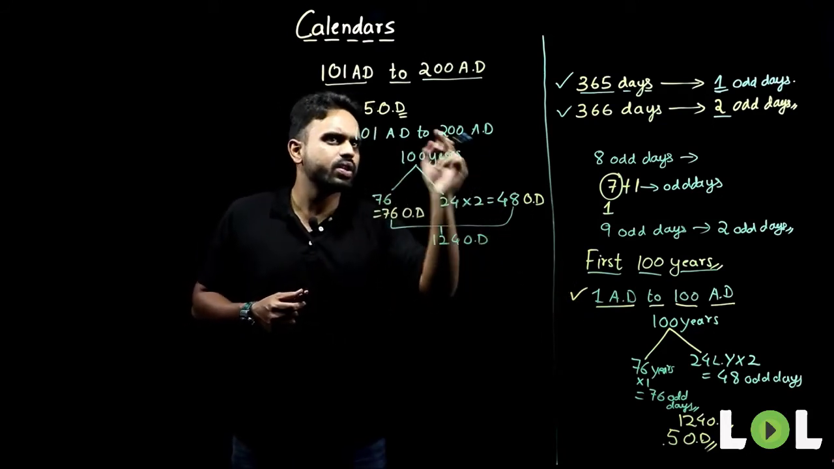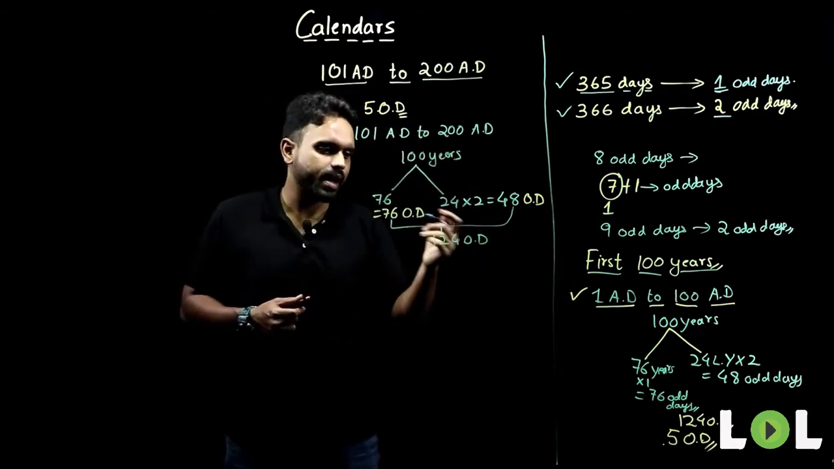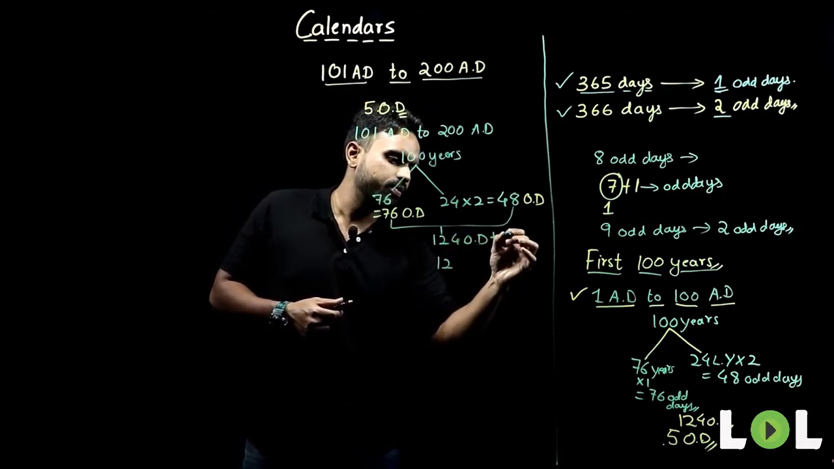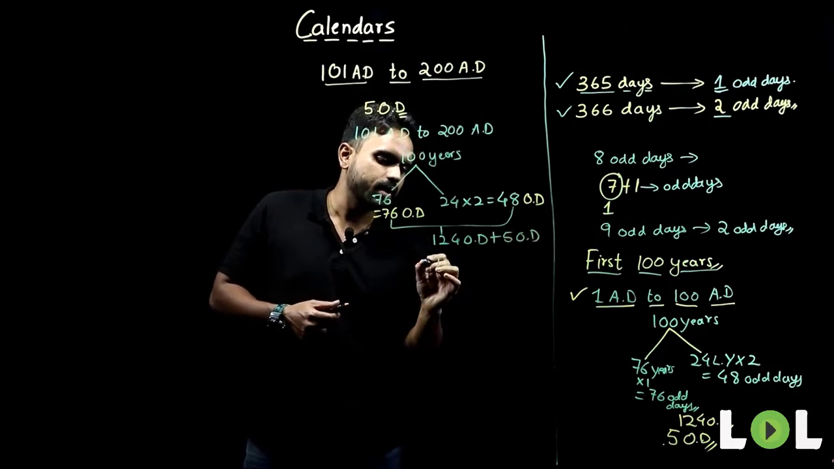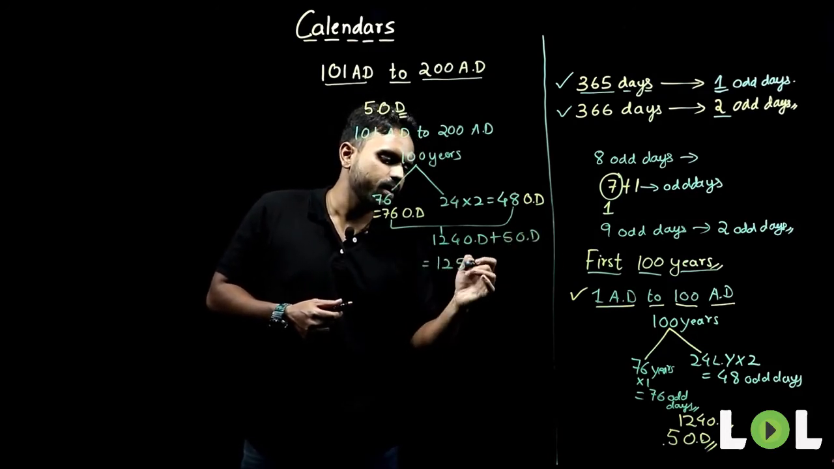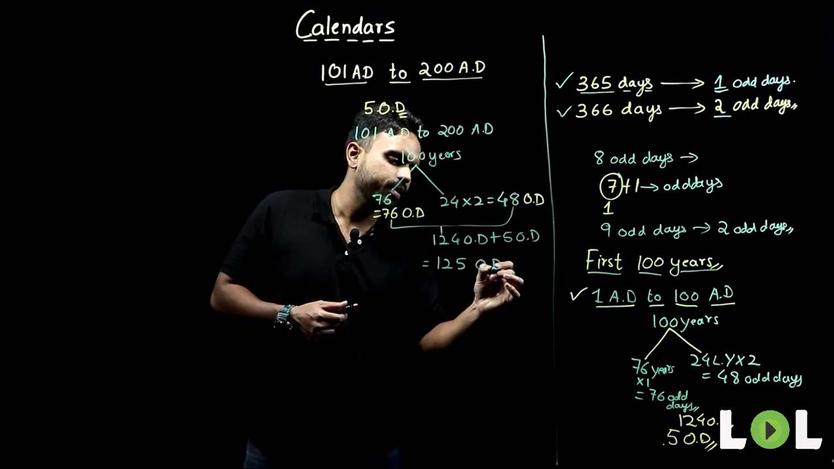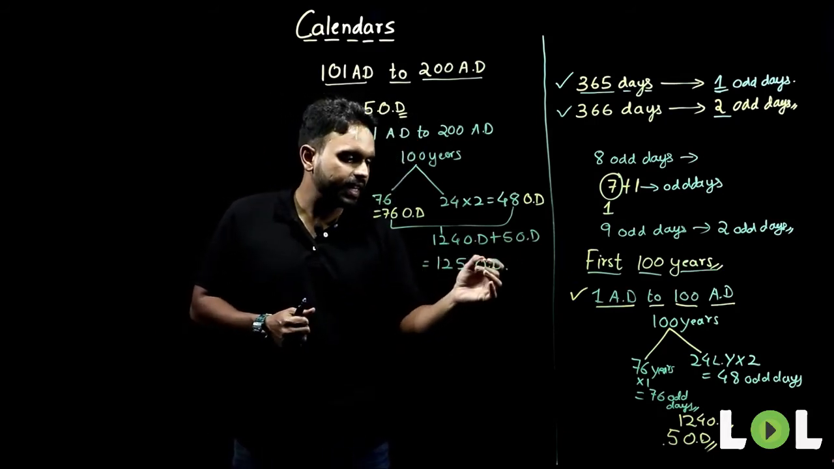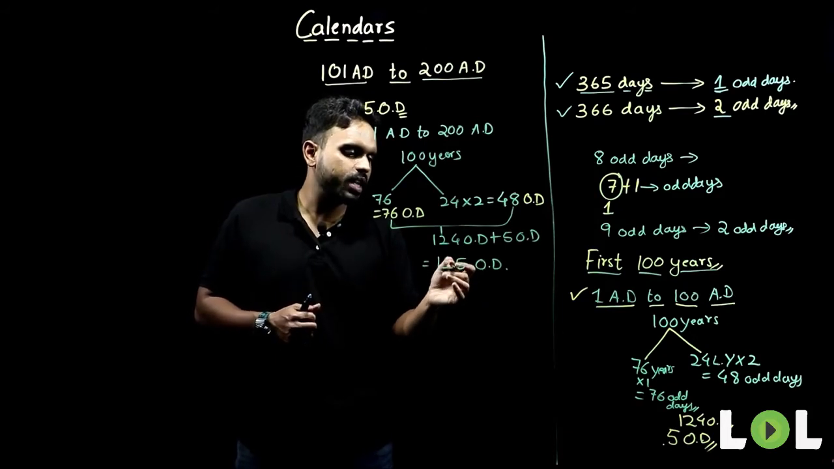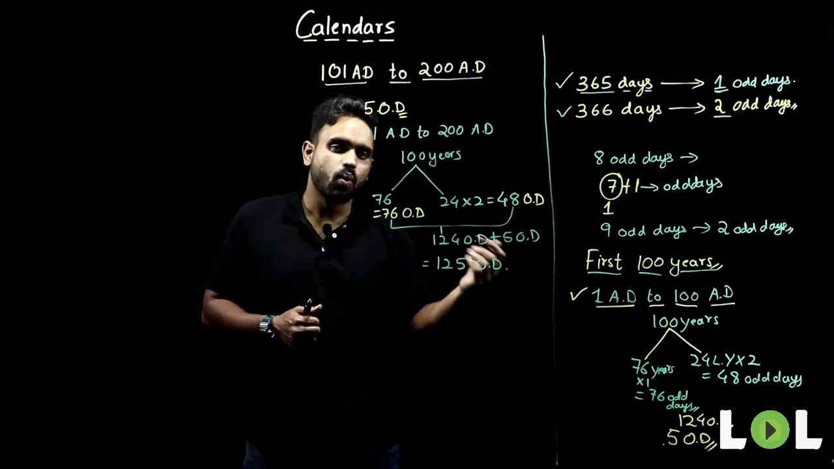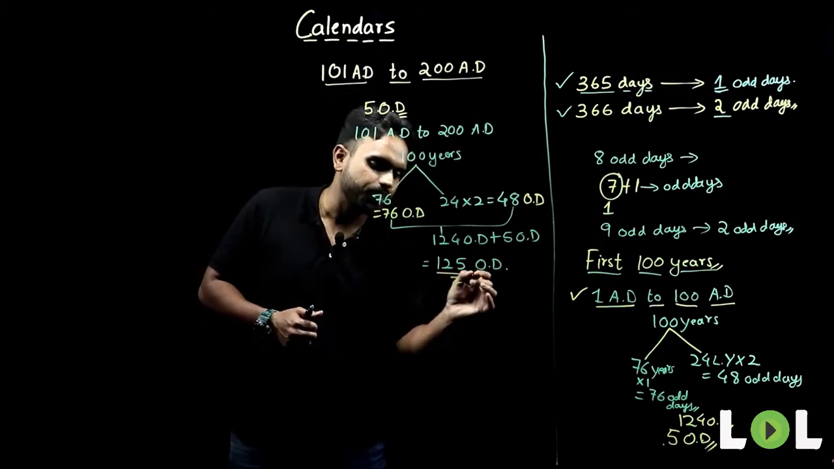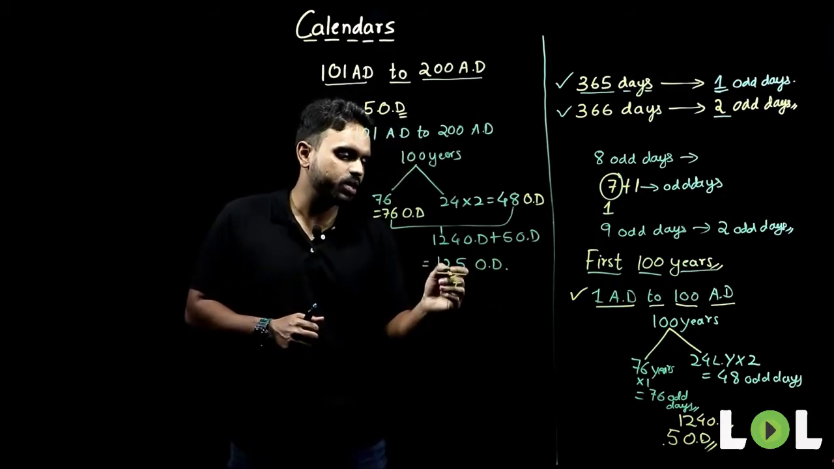And from the previous century, how many odd days do I have? I have 5 odd days. 124 plus 5 odd days from the previous century gives me how much? 125 odd days. Now, can the number of odd days be greater than 7? No. So what do I have to do? Yes, I have to divide it by 7. Now if I divide it by 7, how much will I get?